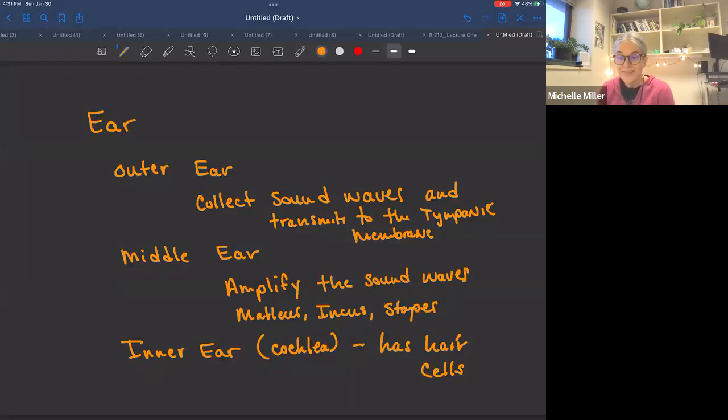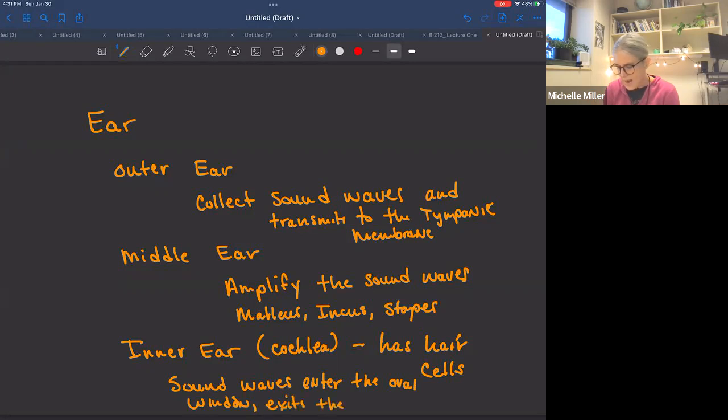Your inner ear, these bones press against what is referred to as the oval window. So the sound waves enter the oval window, and exit the round window. And those are actually oval and round window.